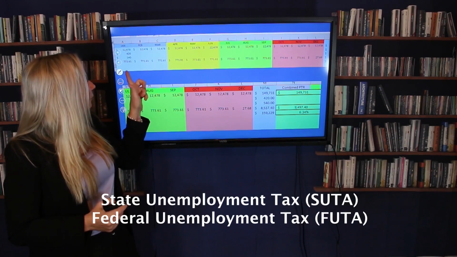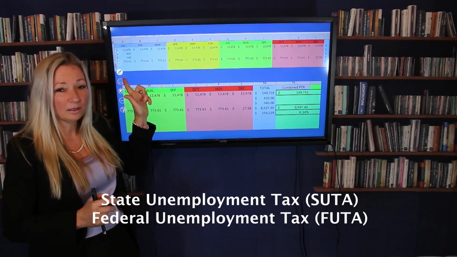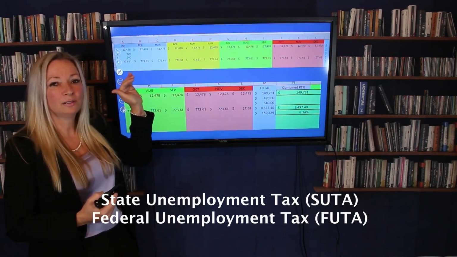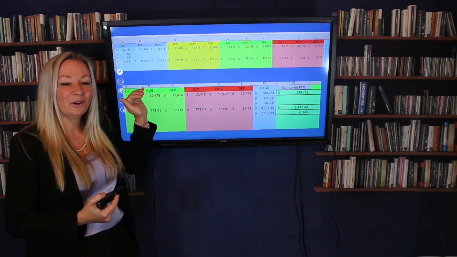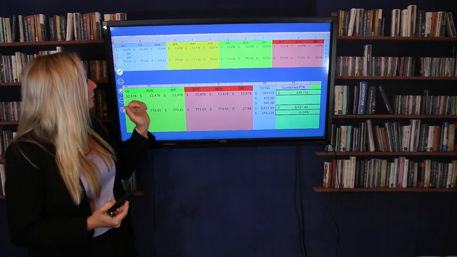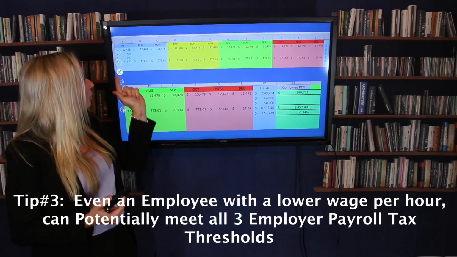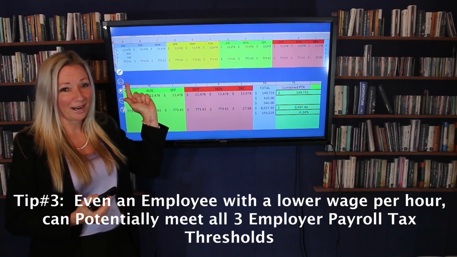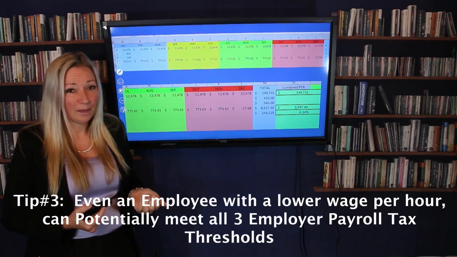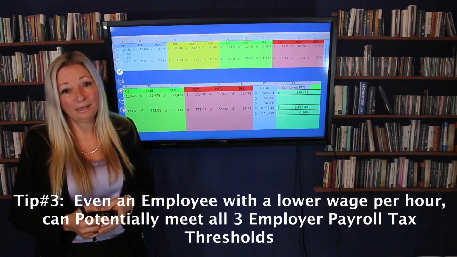Now, when SUTA and FUTA are met in the first $6,000 or $9,000 of the employee's annual salary, then those taxes just completely drop off. And then you're only paying for one payroll tax, the Social Security. So, to give you an idea of how dynamic this is, the total of all 3 payroll tax components for any employee before they've met any matches or thresholds is going to be 13.48%.